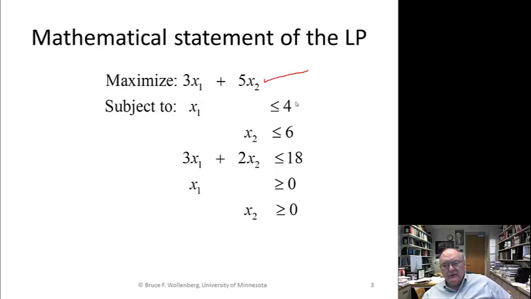Now, the basic mathematical statement of the problem then is maximize this. Here is my first inequality constraint: x1 is less than or equal to 4. x2 is less than or equal to 6. And then I have this combined 3x1 plus 2x2 constraint, and I want x1 and x2 to be positive numbers, so they're greater than 0. I could have some equality constraints. These are all inequality. I could have equality constraints in the problem as well, but it turns out that this one does not, and it doesn't take anything away from it.